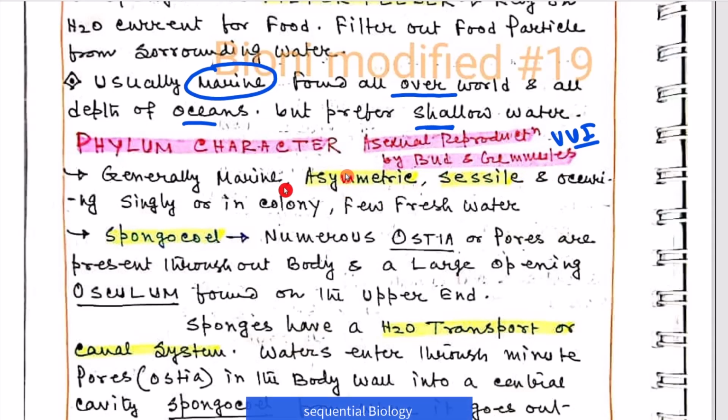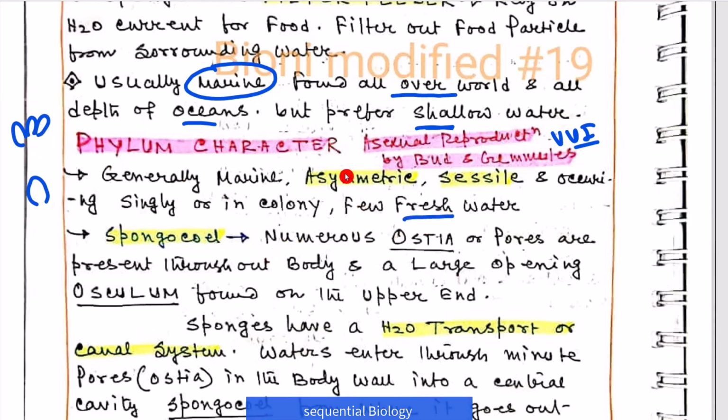Now, generally they are marine and asymmetric. Asymmetric means they have no definite shape, and they are also sessile, which means they cannot move from one place to another, occurring singly or in colonies. Singly means a single individual can be found, while a colony means many individuals found in a specific region. This is called a colony, and a few are also freshwater.